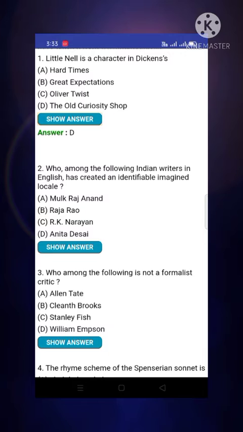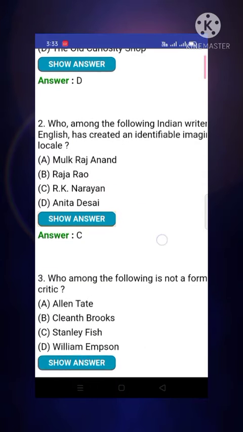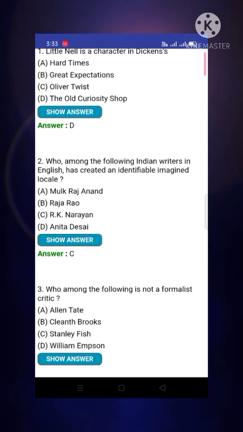Now the next question: Who among the following Indian writers in English has created an identifiable imagined locale? The correct answer is R.K. Narayan. R.K. Narayan created an identifiable imagined locale.